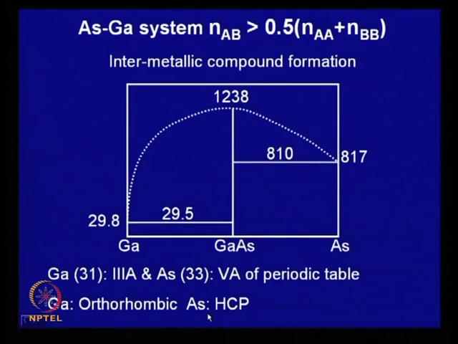Gallium is orthorhombic, arsenic is hexagonal close pack structure, and gallium belongs to group 3A, whereas arsenic belongs to group 5A.